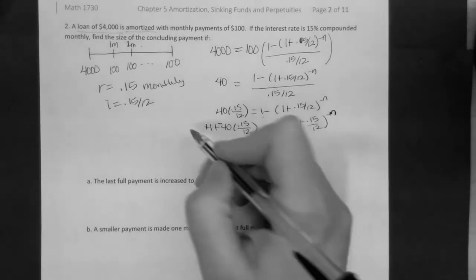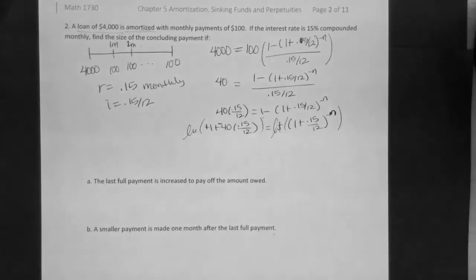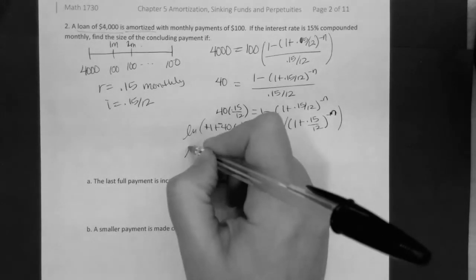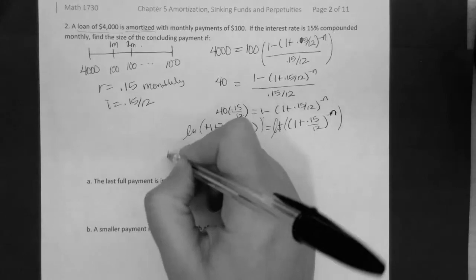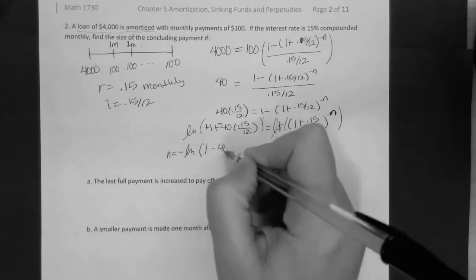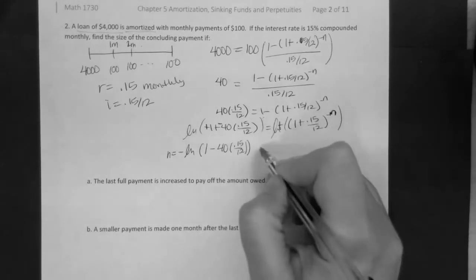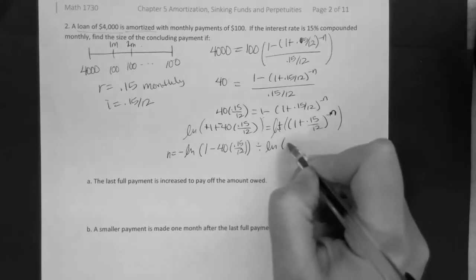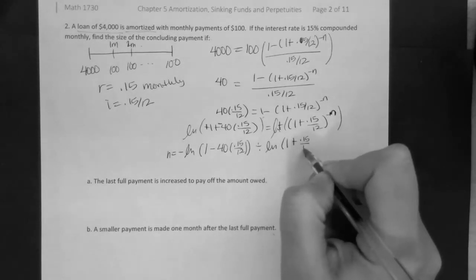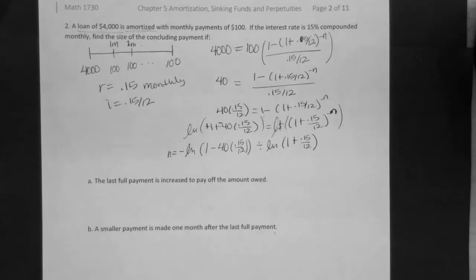And then we're going to take the natural log of this side and the natural log of this side. The power comes down. So we get that n is equal to the opposite of the natural log of 1 minus 40 times 0.15 over 12, divided by the natural log of 1 plus 0.15 over 12. So there I skipped a step or two, but we've done this more than once, so we should be okay.